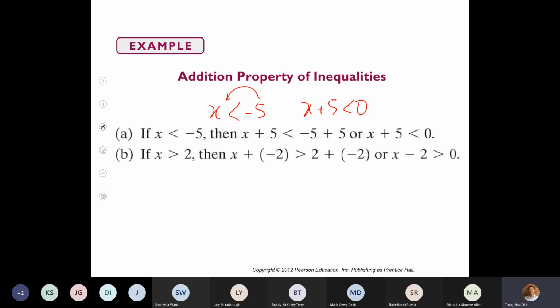Does that make sense? So in the end, of course, you get the same, x plus 5 less than 0, but the explanation is a little bit different. So here, x greater than 2, you want to write x minus 2 greater than 0. You bring 2 to the other side, you change the sign, you get x minus 2 greater than 0, done. You have nothing in the right-hand side of the inequality. Does that make sense?